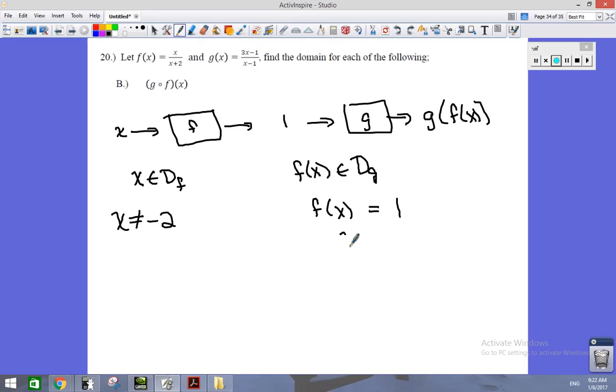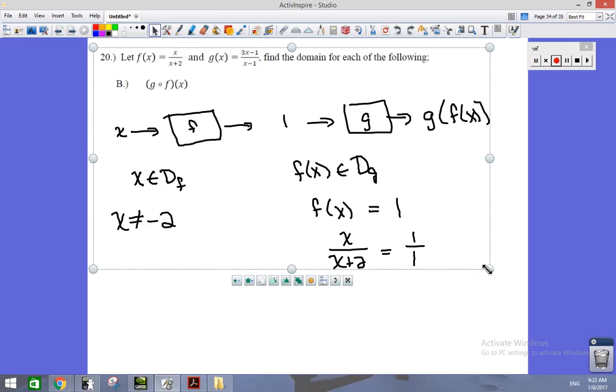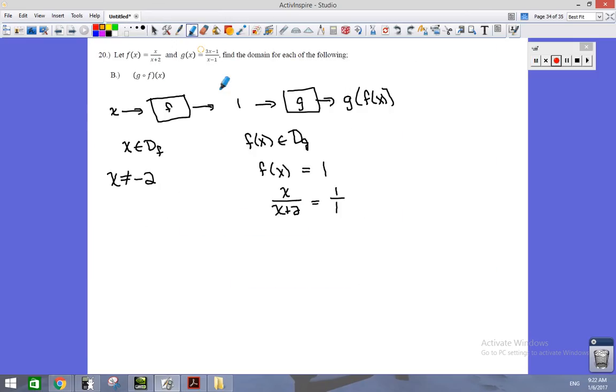Well, f is equal to x over x plus 2. And I'm going to write 1 as a fraction, 1 over 1. Now, remember that not every equation has a solution. This is a proportion. Let's cross multiply. So we have x is equal to x plus 2, but something's wrong here because when we subtract x from each side, 0 is not ever equal to 2. So this equation right here has no solution. I don't have anything to worry about.